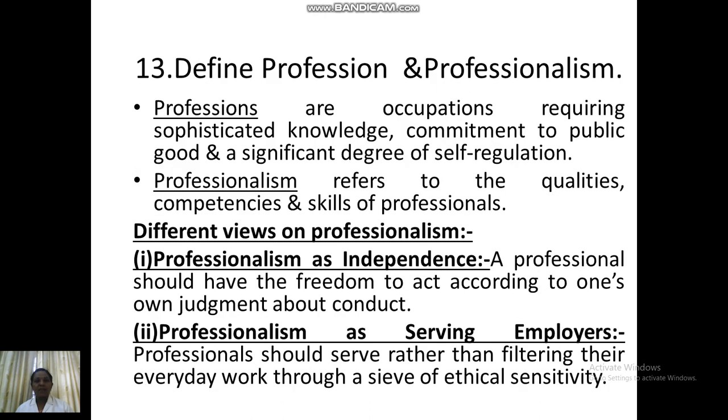13th question. Define profession and professionalism. Professions are occupations requiring sophisticated knowledge, commitment to public good and a significant degree of self-regulation. Professionalism refers to the qualities, competencies and skills of professionals. Different views on professionalism. The first view is professionalism as independence. A professional should have the freedom to act according to one's own judgment about conduct. The second view is professionalism as serving employers. Professionals should serve rather than filtering their everyday work through a sieve of ethical sensitivity.